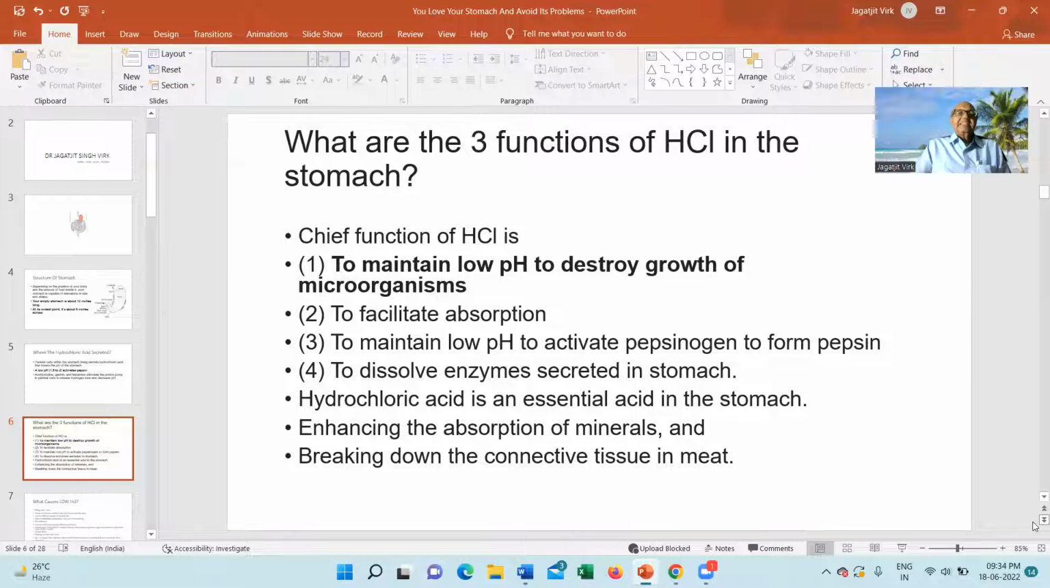Hydrochloric acid is an essential acid in the stomach, enhancing the absorption of minerals and breaking down the connective tissue in the meat.